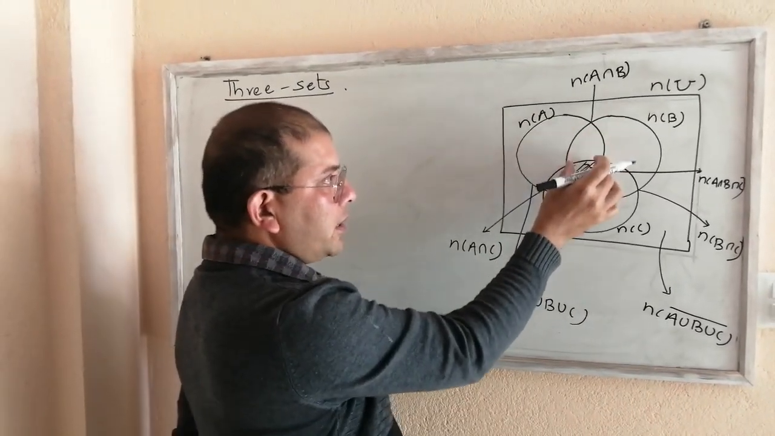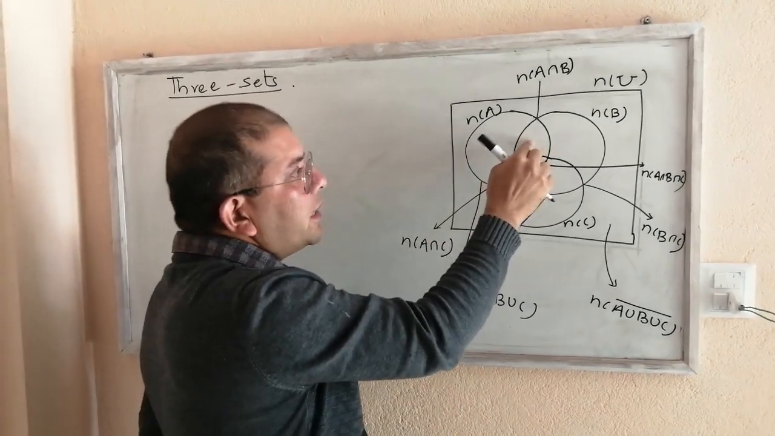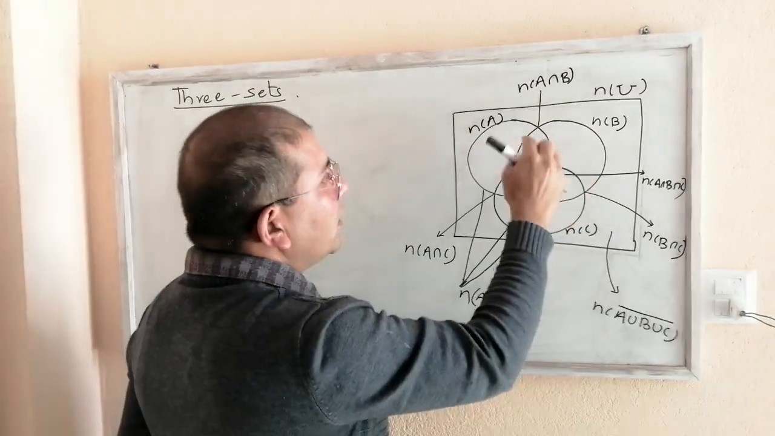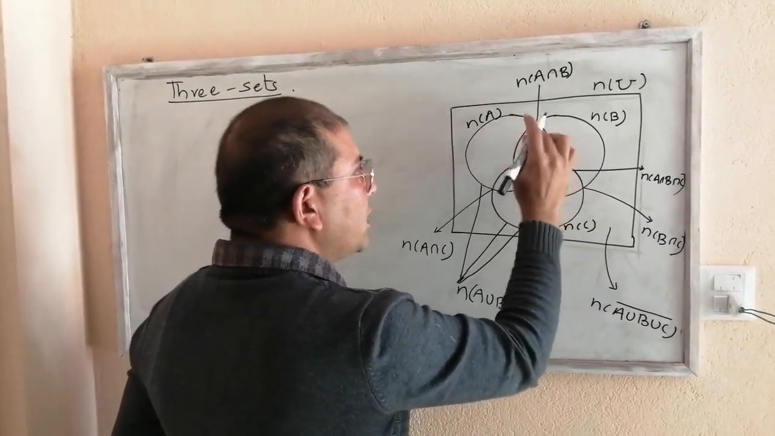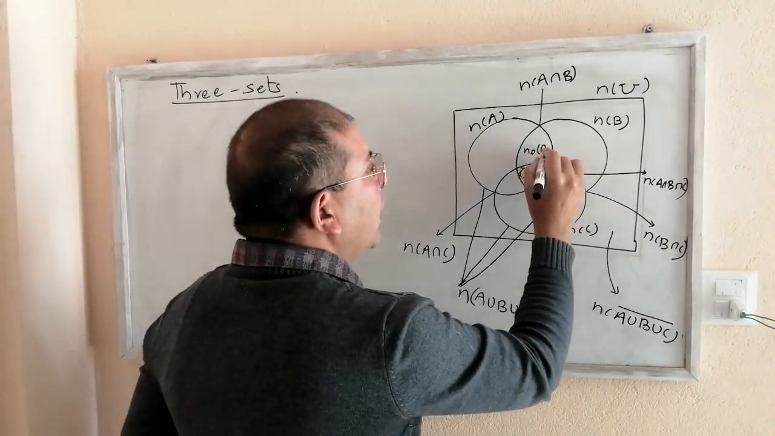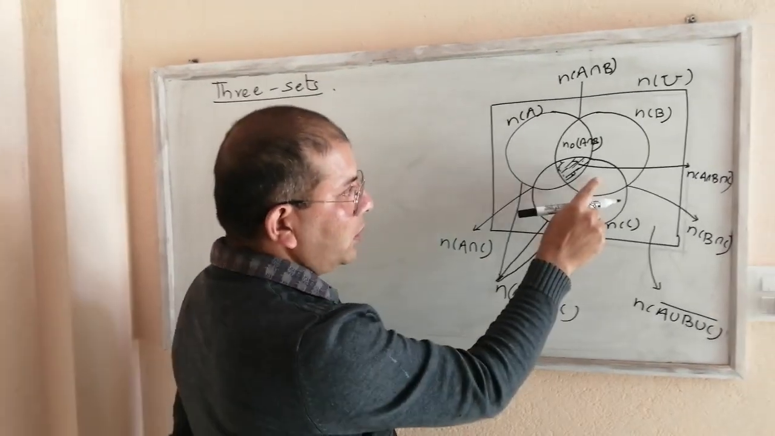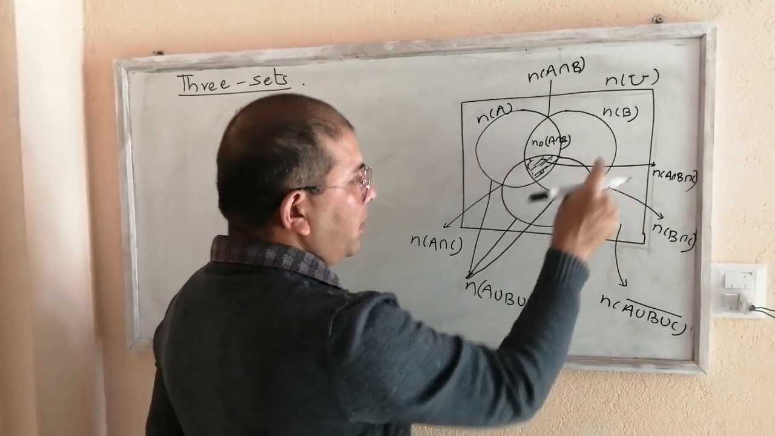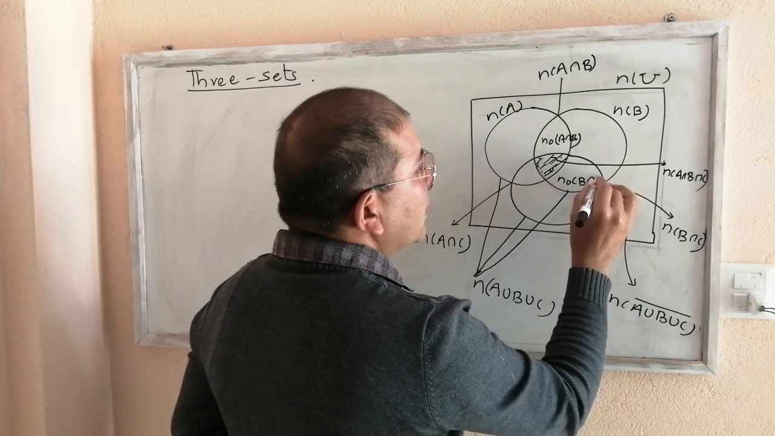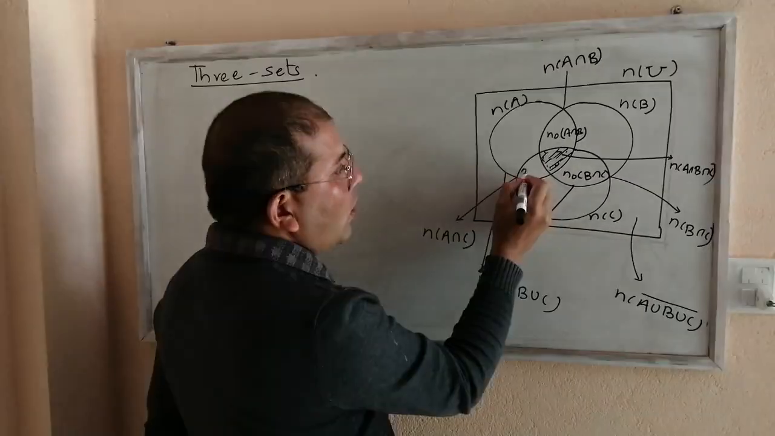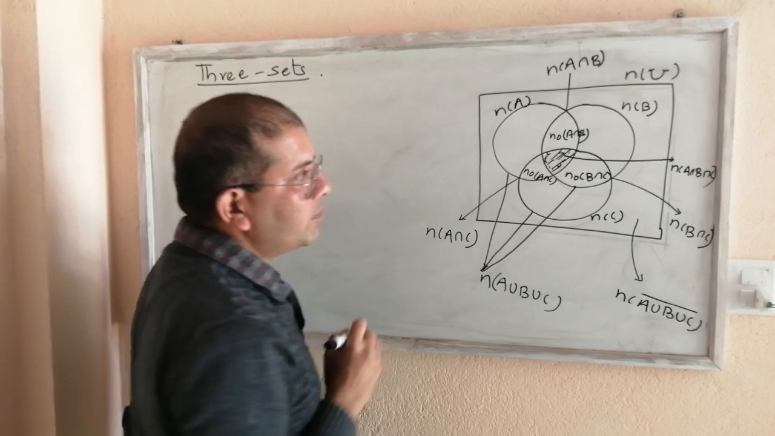Now, first look here, the intersection of A and B is this portion, and if you subtract this one, then this region is only the intersection between A and B. The name of this region is N naught of A intersection B. Now this whole is the intersection between B and C, but if you subtract this region, it is N naught of B intersection C. And this region is N naught of A intersection C.